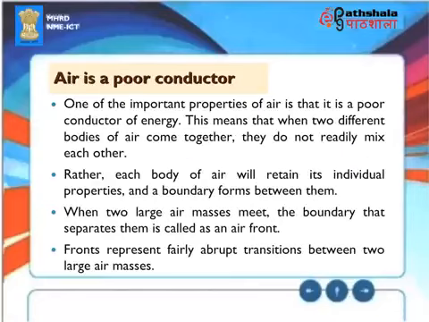Air is a poor conductor. One of the important properties of air is that it is a poor conductor of energy. This means that when two different bodies of air come together, they do not readily mix with each other. Rather, each body of air will retain its individual properties and a boundary forms between them. When two large air masses meet, the boundary that separates them is called an air front. Fronts represent fairly abrupt transitions between two large air masses.